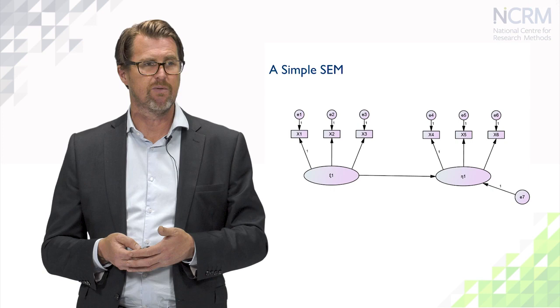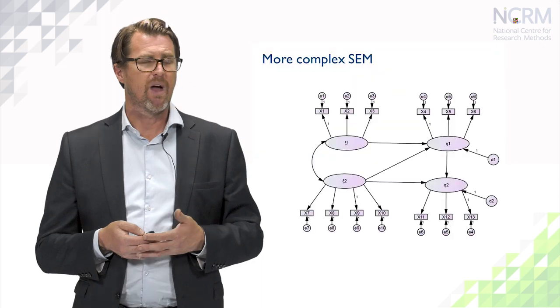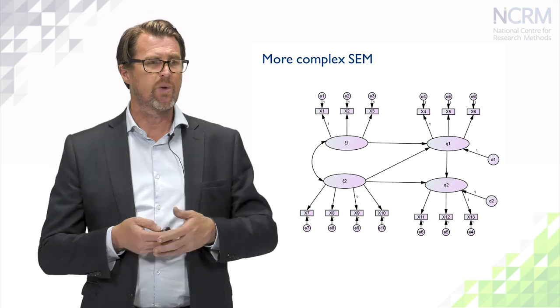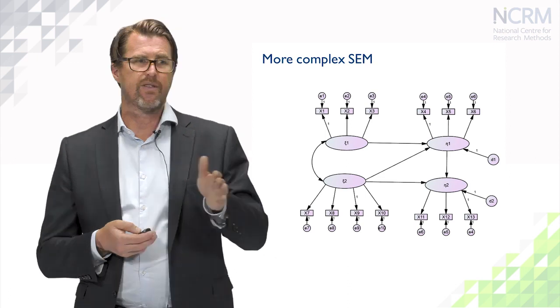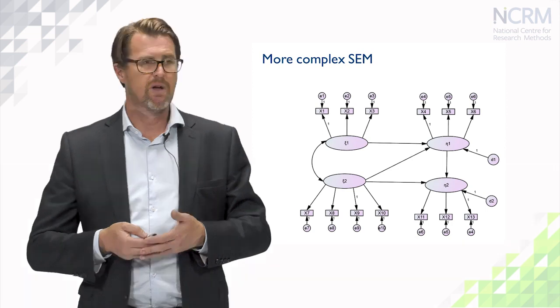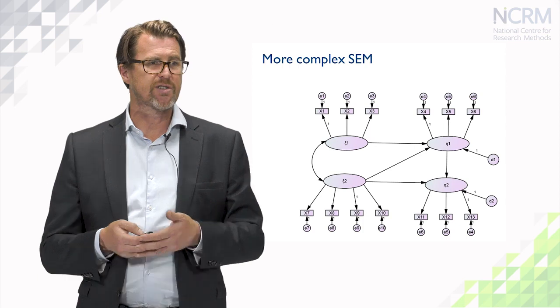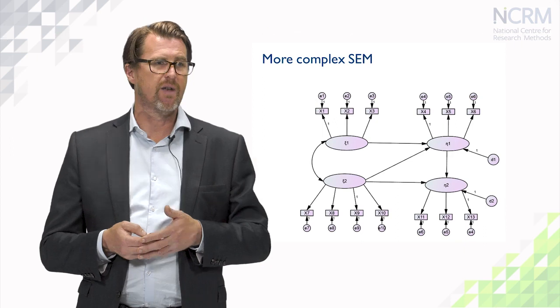Now we can make this system of structural equations more complex. We've done that now by adding in two more latent variables, and we now have a covariance between the two exogenous variables. That means that what we're saying is that they're exogenous variables, they're correlated with one another, but we aren't making any statements about our theory of the causal relationships between those variables. But we have a regression of eta 1 on xi 1 and of eta 2 on xi 2, and we also have a regression of eta 1 on xi 2.